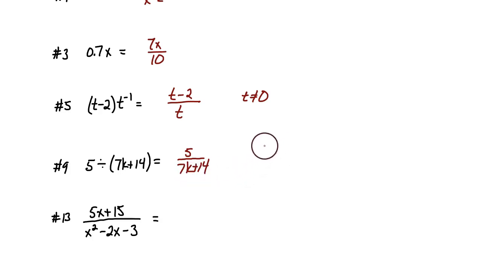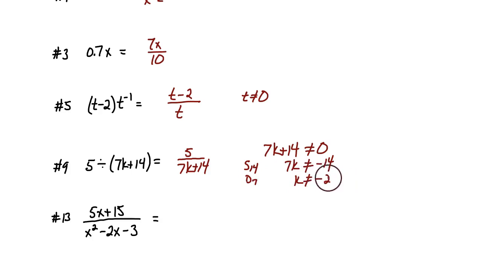To figure that out, let's write 7k plus 14 and indicate we do not want that to turn out to be 0. Now solve this like it was an equation. Subtract 14 from both sides. We find out that 7k cannot equal negative 14. Then divide by 7. We get k cannot equal negative 2. That's our undefined value. k can be anything except negative 2.